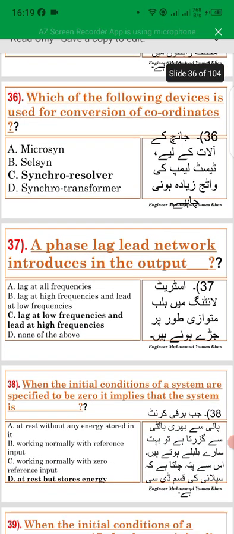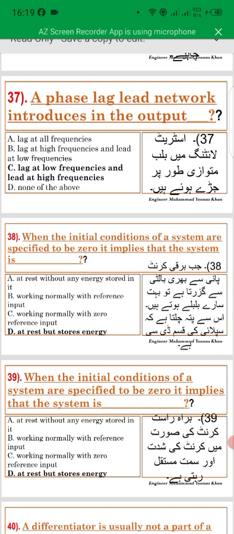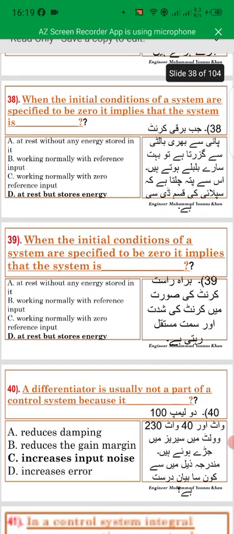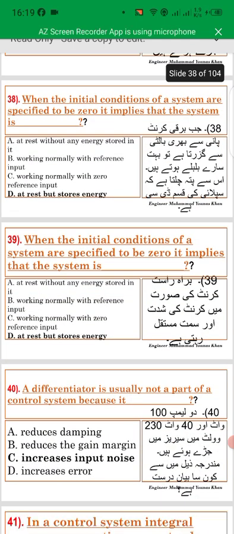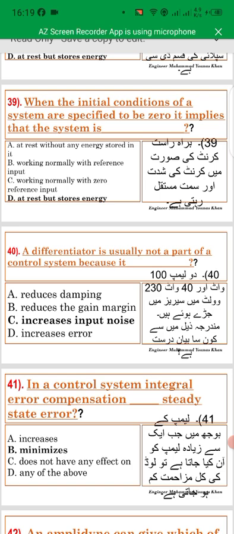Which of the following devices is used for conversion of coordinates? Synchro resolver. A phase lag lead network introduces in the output lag at low frequencies and lead at high frequencies. When the initial conditions of a system are specified to be zero, it implies that the system is at rest but stores energy.